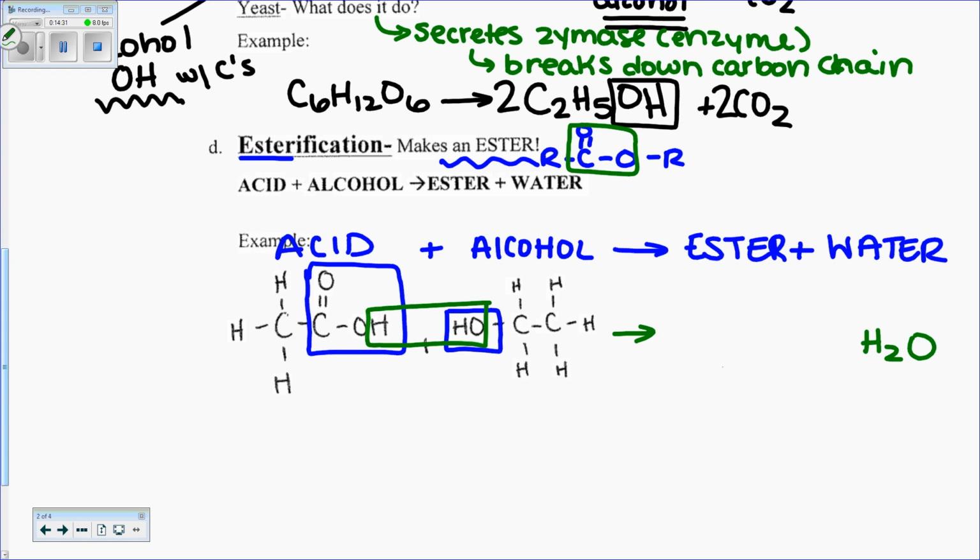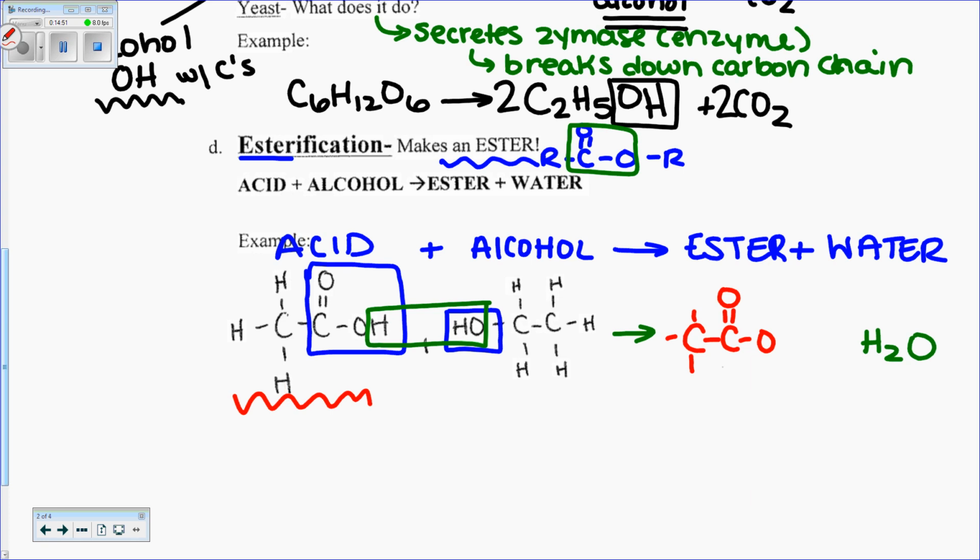So I've done that. So what's left? That's what makes my ester. So I'm going to take everything that was left. So I have this whole part. So I have a C with 3 H's on it. I have it bonded to a C with a double bonded O and another O. That's what I have left of my acid.